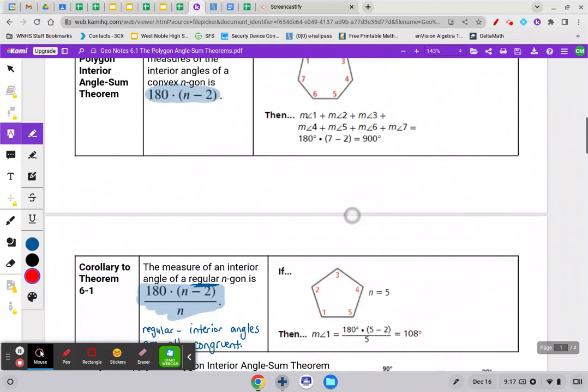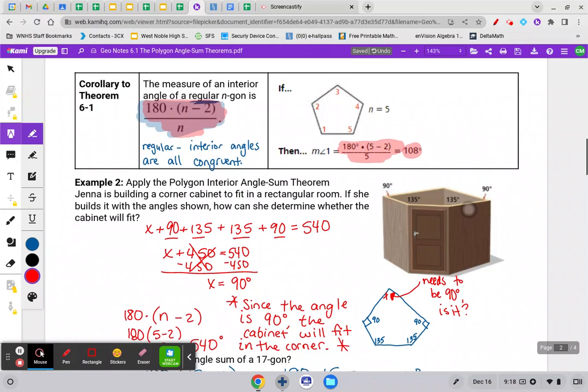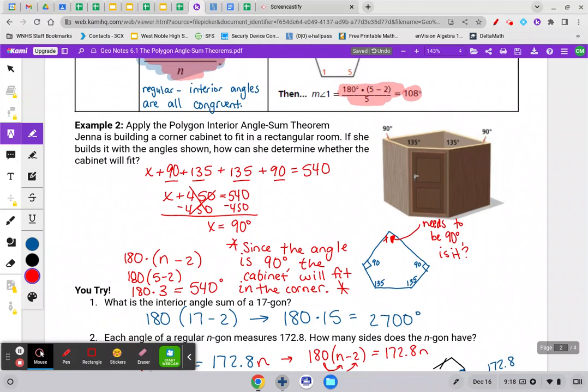Now, if you have a regular shape, you use that same formula, but then to find what the measure of one angle is, you divide that formula by the number of sides. So, for example, over here we have a 5-sided shape. We use our formula, but then we divide it by 5 to get what just one angle equals. If you have non-regular shapes, that's fine. This one down here is a non-regular pentagon. We were still able to solve for this angle measure back here to make sure it was 90 by using our new formula.